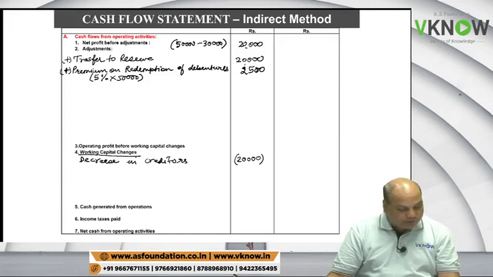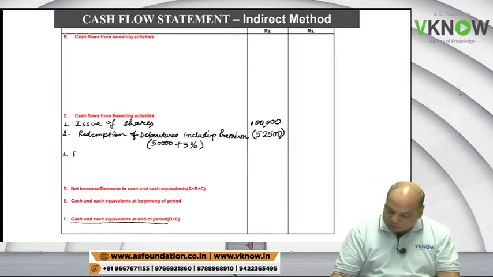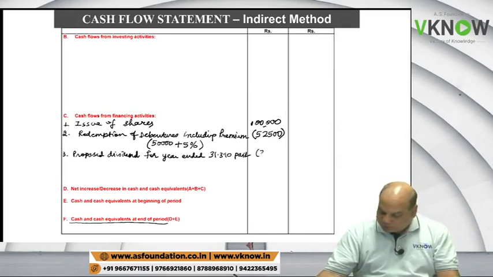Last line of the liability side, proposed dividend. Last year paid, this year fresh provision made. So please come to financing activity. In financing activity, point number 3, write down proposed dividend for the year ended 31st March 10 paid. Last year paid.